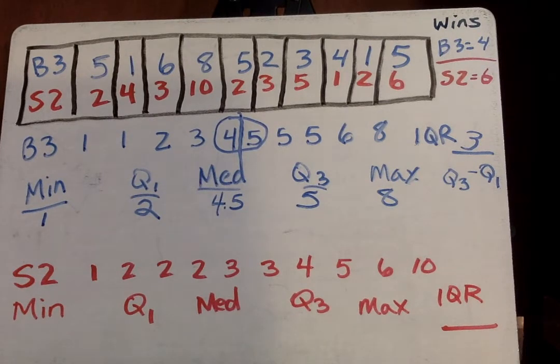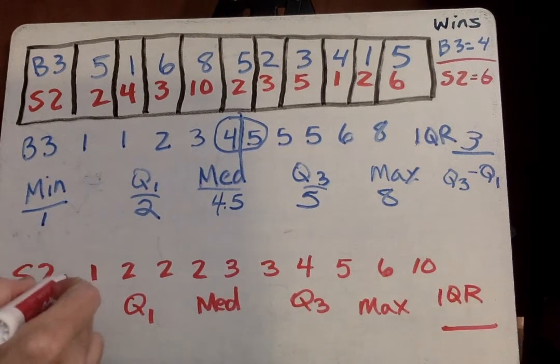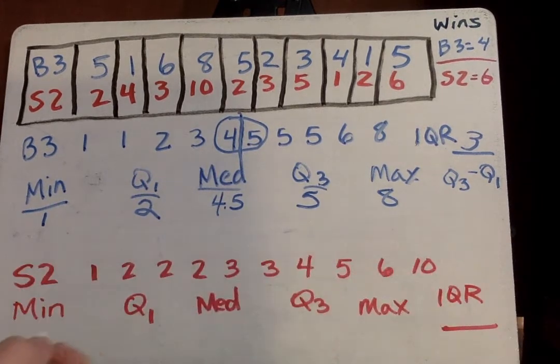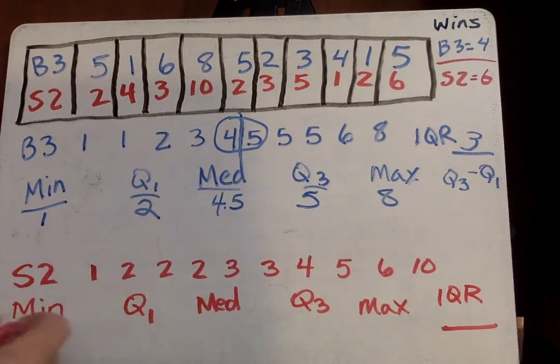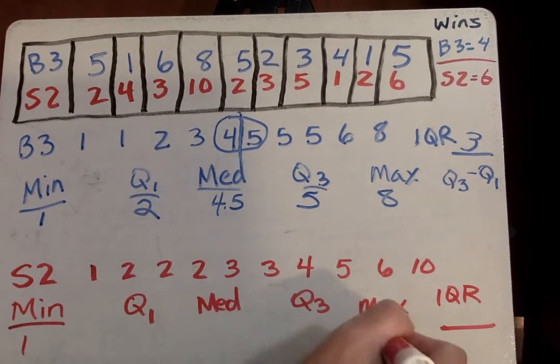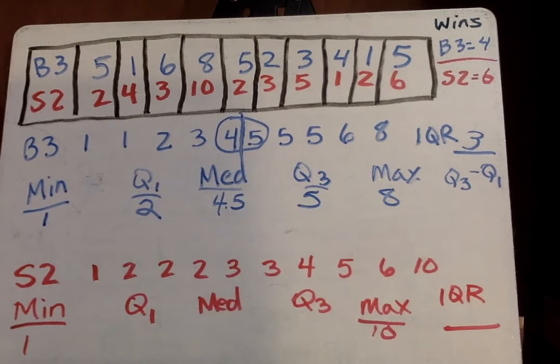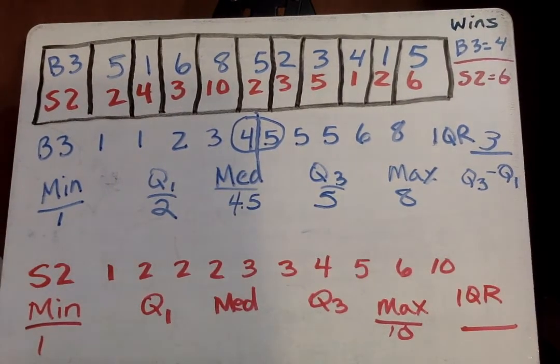Okay. Next, what we need to do is find the same data for S2, or the statistical points. So here's S2, and here's their 10 numbers. So our minimum is going to be 1. Our maximum over here is going to be 10. Can you see that okay? Yeah, I think you can.